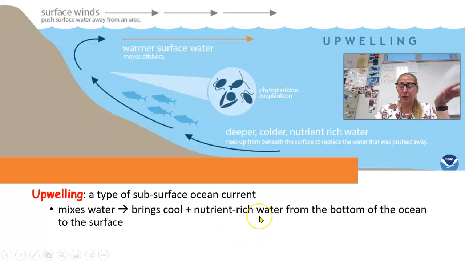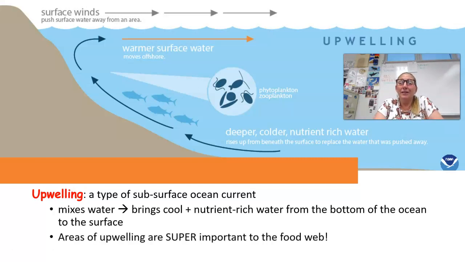These upwelling currents, which occur in various locations around the planet, bring those nutrients from the bottom of the ocean to the top, as you can see in the diagram on my screen. These upwelling currents and the regions surrounding them are super important to the ocean food web, because the nutrients brought to the surface are used by organisms at the surface. They're used by phytoplankton, which are the base of the food web in the ocean.